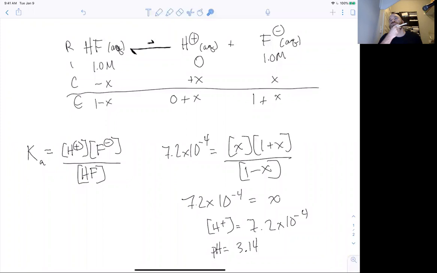I'm not sure I understand the question. So does it matter if the reactant is a weak acid which is partially dissociated in water when we're looking at the equilibrium constant? I'm not sure what you're asking there, but the equilibrium constant definitely dictates everything.